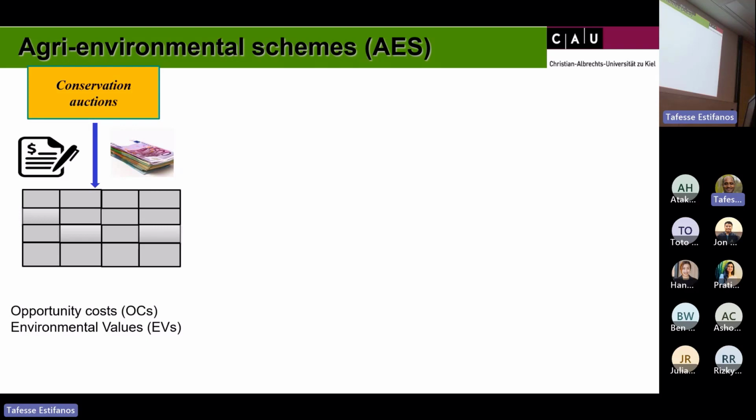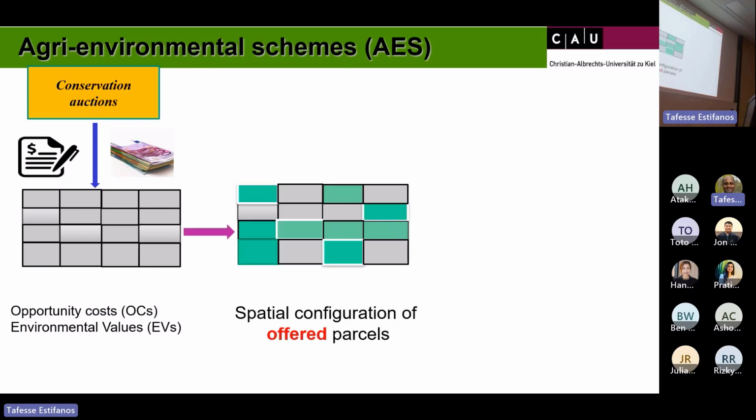So how do auctions work? Back to this example, farmers now put in a bid to reflect their willingness to accept for taking their land out of production. Assuming we have a spatial configuration of offered parcels that looks like this, where the green ones are the offered parcels, because participation is voluntary, so some can opt out of the scheme. And then the government is often faced with a very limited budget.